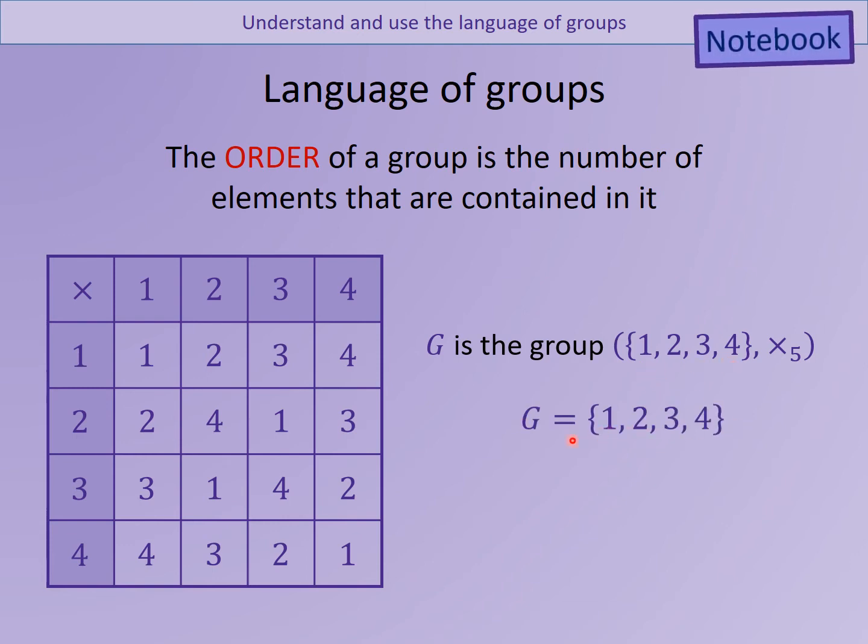So what's the order of this group? It's got 1, 2, 3, 4 elements in there. So the order of that group G is equal to 4. Okay, it's as straightforward as that. 4 is the number of elements within it. Don't think it's 4 because you're counting up to it; it's just the number of elements within the group. Okay, make sure you've got down what you need.